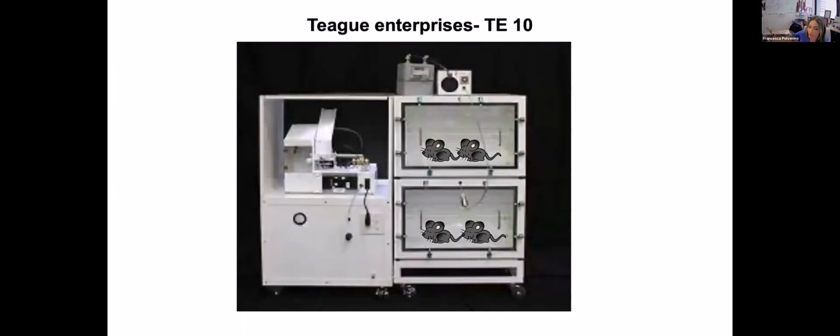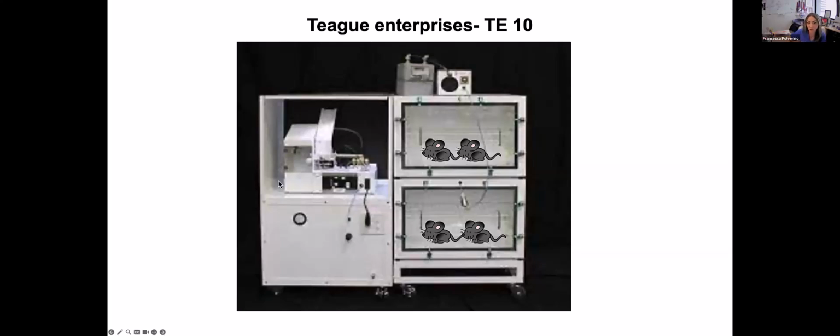So there are several models. This is the classical model that, especially in the US, almost everybody worked on. This is called the TIG, and I'm sorry for the low quality of the picture, but the website of the TIG is down right now, so this is the only picture I could download. There are several models. This is called the TE10, which is the most common.